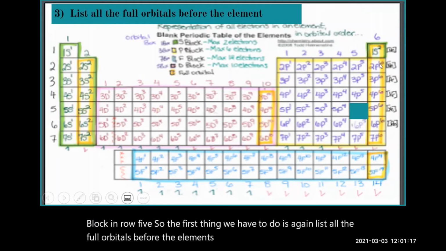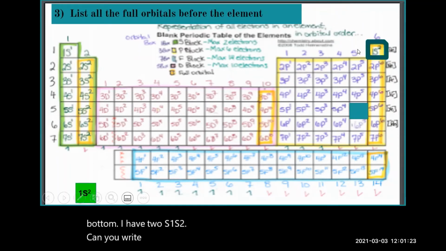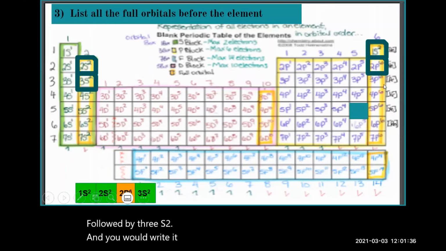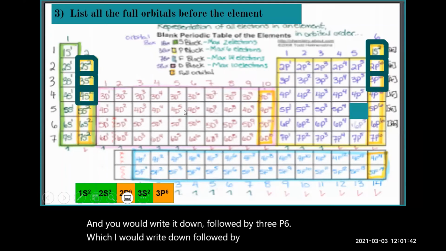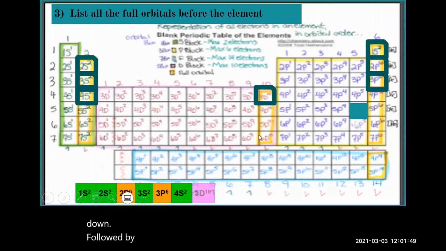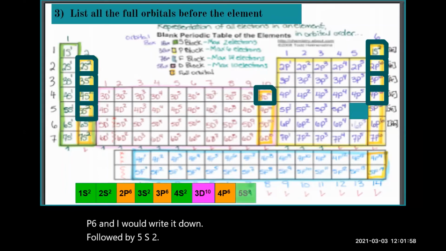So going left to right, top to bottom, I have 1s2, and you write that down, followed by 2s2, and then I would write it down, followed by 2p6, and I would write it down, followed by 3s2, and you would write it down, followed by 3p6, which I would write down, followed by 4s2, and I would write it down, followed by 3d10, and I would write it down, followed by 4p6, and I would write it down, followed by 5s2, and I would write it down, followed by 4d10, and again, write it down.